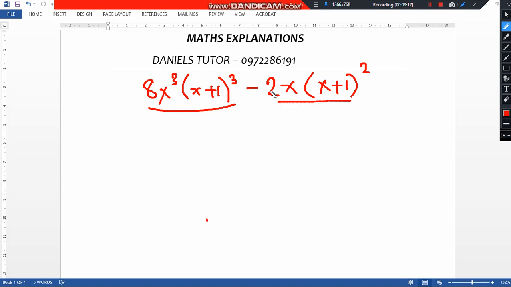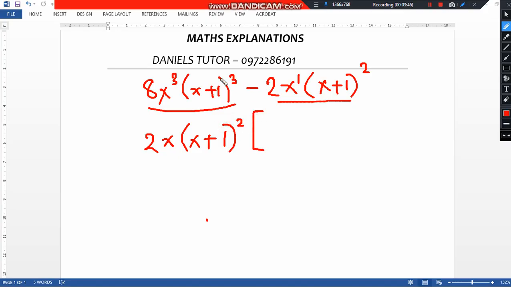There's 8 there, there's 2 there. 2 can enter 8, so 2 is a factor. Then there's x to the power 3 there, and x to the power 1 here. So x to the power 1 is a factor. Then there's x plus 1 there and x plus 1 there. There's x plus 1 to the power 3, x plus 1 to the power 2. So we pick the one with the lower power, x plus 1 to the power 2.